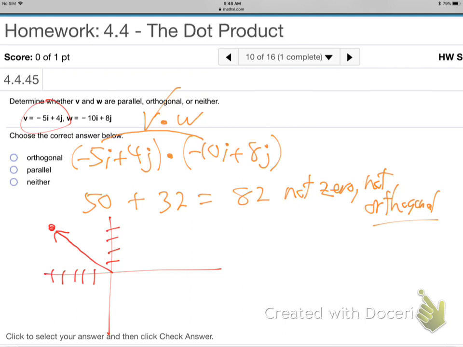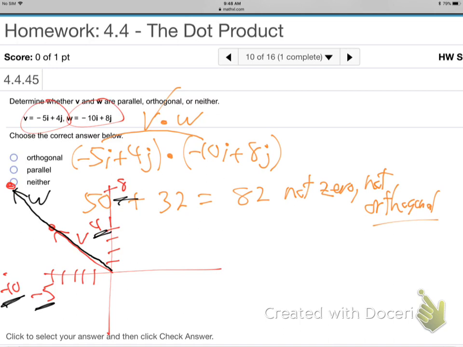Here it is. There's vector v. Back 5, up 4, huh? And w is back 10, up 8. So there's vector w. Yeah, they're parallel. See how we know that? Because 10 is twice as far as 5 and 8 is twice as far as 4. It's headed the same way. It's the same slope.